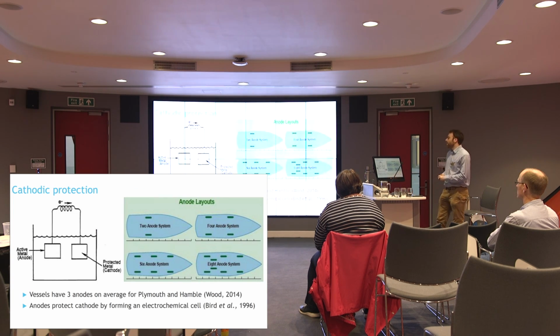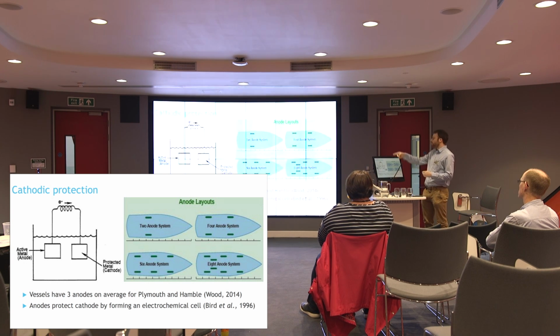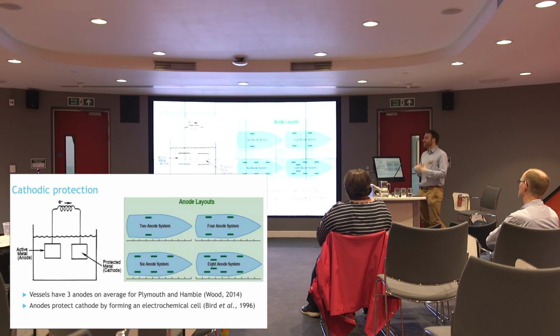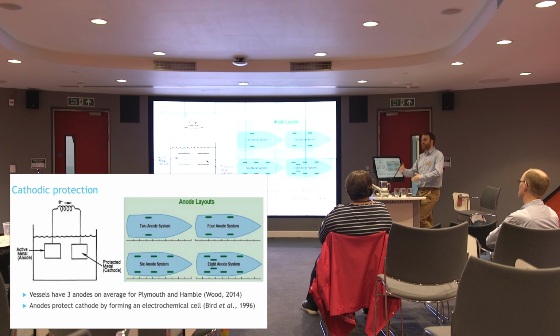Okay, so just a bit more detail about cathodic protection. For cathodic protection to work, the anode and the cathode have to be either in physical contact or connected via a wire, as the diagram on the left indicates. If this is the case, an electrochemical cell is formed between the anode and the cathode, and the anode can corrode.